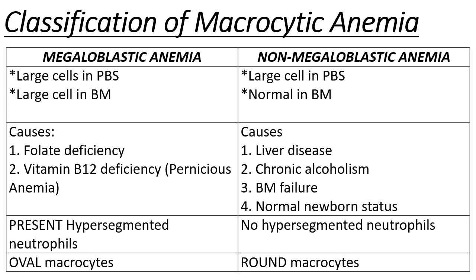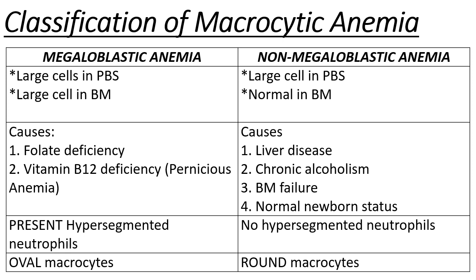Both megaloblastic and non-megaloblastic will present large cells in peripheral blood smear. Pero pagdating sa bone marrow aspirate, ang large blast cell can only be expected or appreciated in the megaloblastic anemia. Normal ang size ng mga blast cells in the non-megaloblastic anemia. Okay? What are the primary causes of each condition?